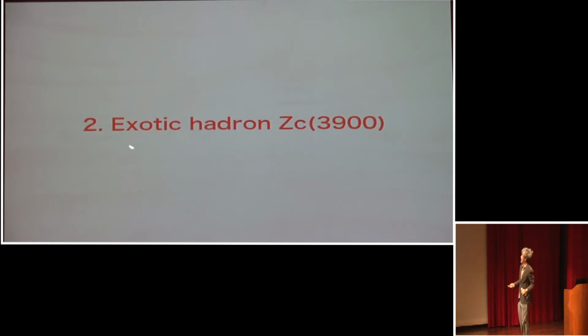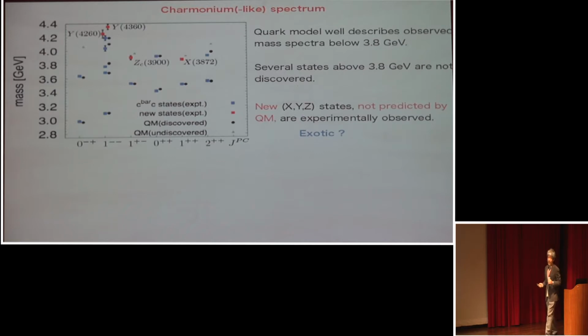Okay, 10 minutes. Consider exotic hadron candidates. Let's see Zc(3900). This is a charmonium-like state, so let's consider the charmonium spectrum. The quark model describes the observed mass spectrum below 3.8 GeV. The black one is the quark model prediction, and the blue square is the experimental value. The quark model prediction is very good.